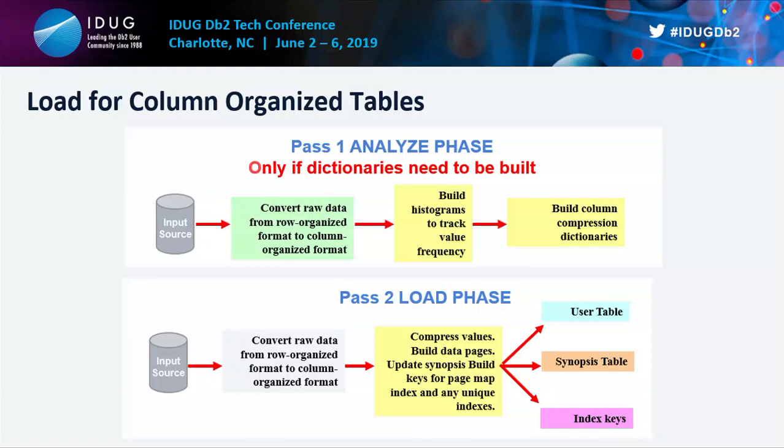But if you use load in the initial phase, if you don't have a dictionary yet, we actually just read the data. If it happens to be a not repeatable source, i.e. something piped, we'll read the data and store it. Build the dictionary, and then do a second pass of a load phase where we either read the import source again or read the cached version that we kept. At that point, we convert it purely into our column organized data, build a synopsis table, the user table, and all the index keys. Right? So the key here is phase 1 is analyze and build the compression dictionary, and then phase 2 is load.